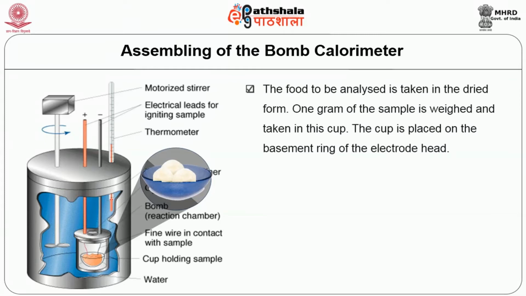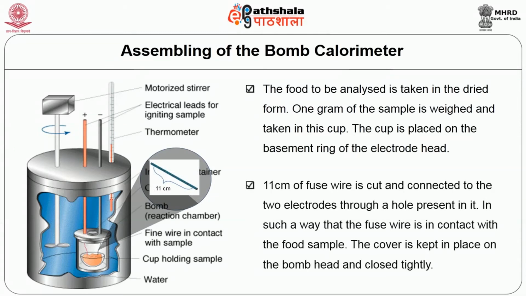The food to be analyzed is taken in a dried form. 1 gram of the sample is weighed and taken in this cup. The cup is placed on the basement of the electrode head. 11 cm of fuse wire is cut and connected to the electrode through a hole present in it in such a way that the fuse wire is in contact with the food sample. The cover is kept in the place of the bomb head and closed tightly.